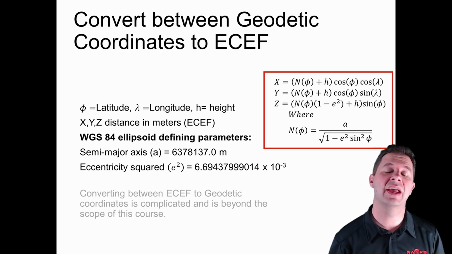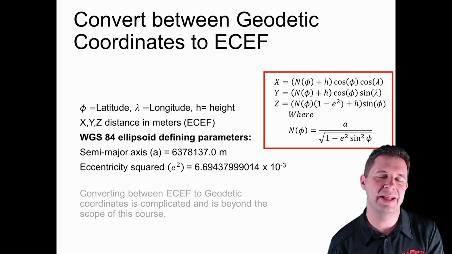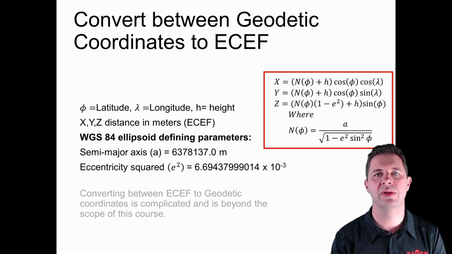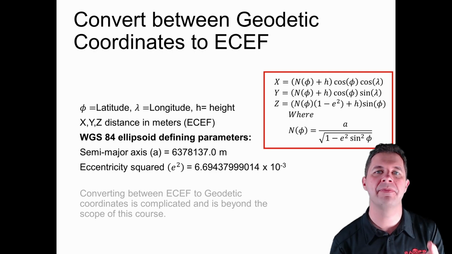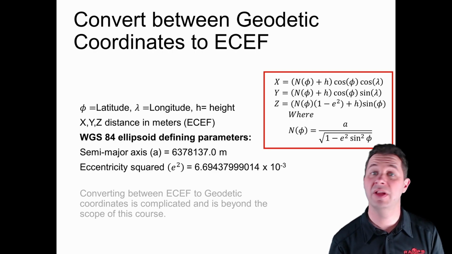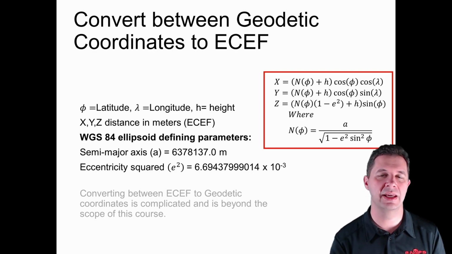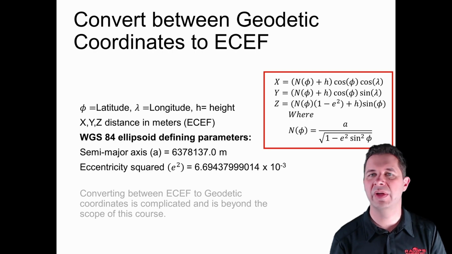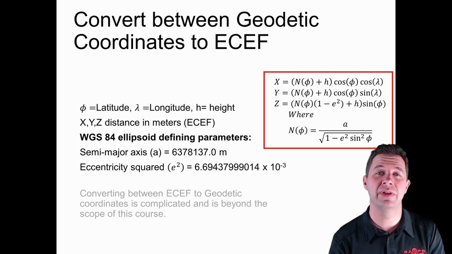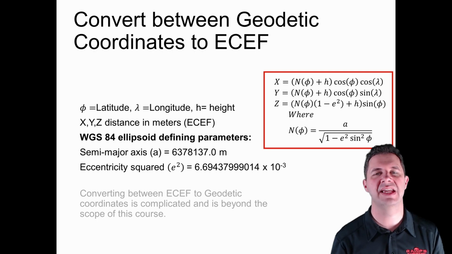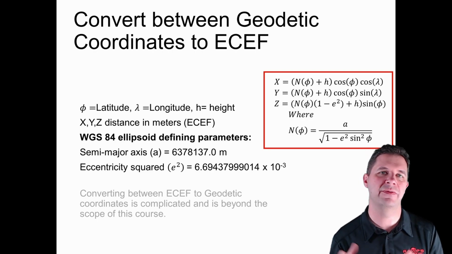Now, mathematically, we can convert between our geodetic coordinates and our ECEF coordinates. And here are the mathematical equations to do so for our X, Y, and Z values, given a particular specified latitude, longitude, and height. This will give us our ECEF data in meters in our X, Y, and Z values. Now we need to calculate our N value for this. And for our N value, we use that semi-major value A, which is specified in our WGS84 coordinate system.